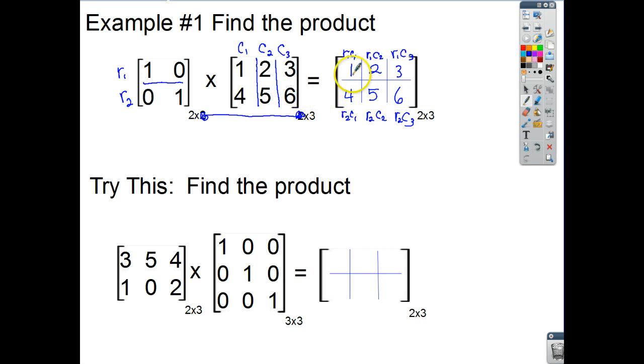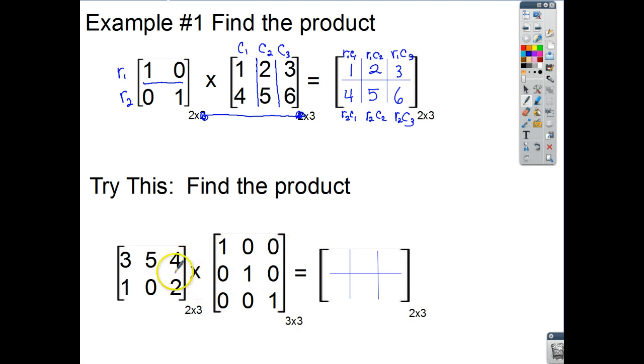So here's our answer, 1, 2, 3, 4, 5, 6. It matches this, and clearly then the identity matrix is doing what it's supposed to do. You take any matrix, multiply it by the identity, and the matrix doesn't change. It keeps its identity, if you please. Okay? We'll try one more down here, and then I'll give you a couple to do.